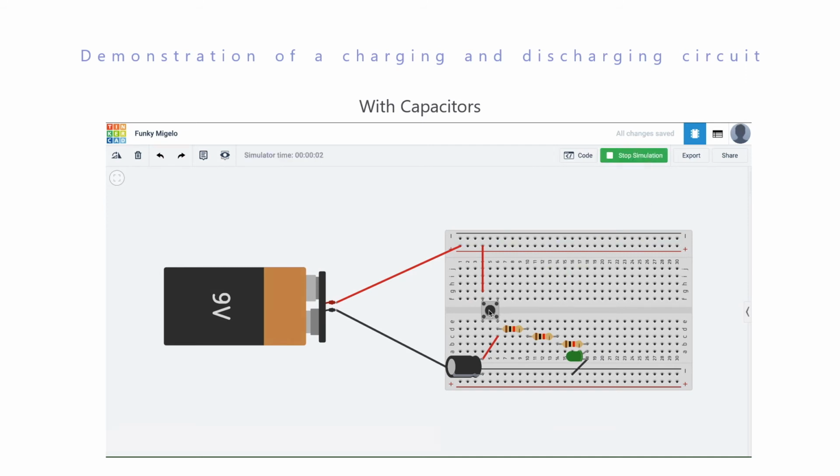As shown in this simulation, when the push button is pressed, the LED lights up. At the same time, it charges the capacitor. When the push button is released, the stored energy from the capacitor is used to power up the LED for a short period of time.